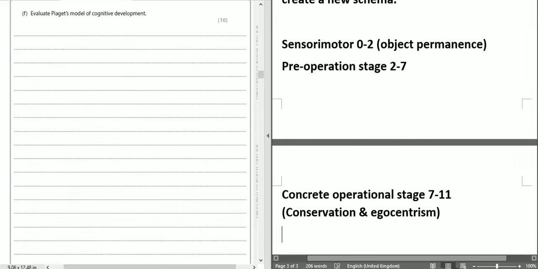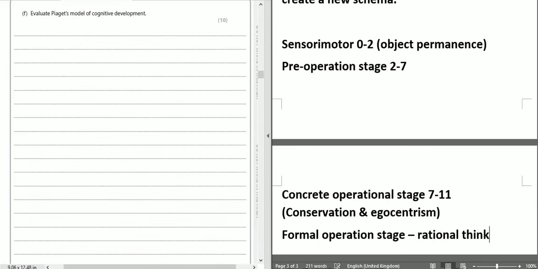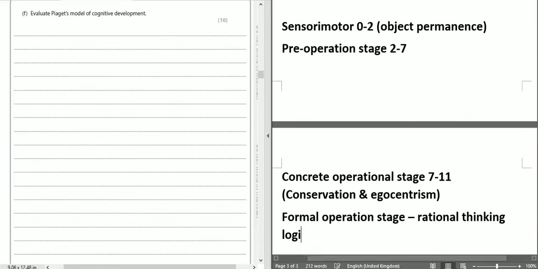And then finally, we have the formal operational stage, which is almost the final one. It's all about rational thinking and understanding, almost like logical thinking processes. So these are the points that Piaget is making. This is his cognitive development stages, the stages you go through, and the skills that develop at each point.